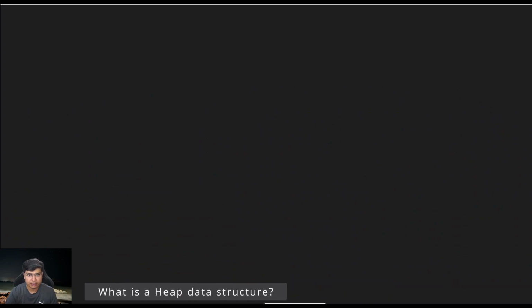Interestingly, a heap is an array that can be visualized as a nearly complete binary tree. Let me take an example of some numbers, let's say 7, 8, 5, 3, 2, and 1. Let me also write down the index numbers over here: 0, 1, 2, 3, 4, and 5.